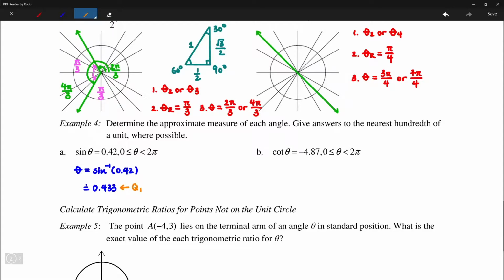However, we know that sine theta is positive in quadrant 1 and quadrant 2. So to find the quadrant 2 answer, we need to use the answer that we got as a reference angle. And so here we're going to have pi minus the 0.433 that we got from the calculator, which gives us a second answer, the one that's in quadrant 2, 2.709. Okay.